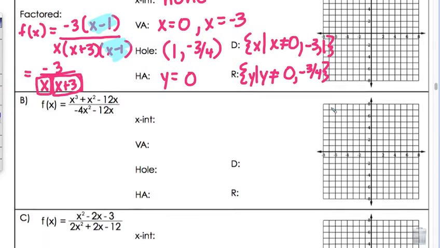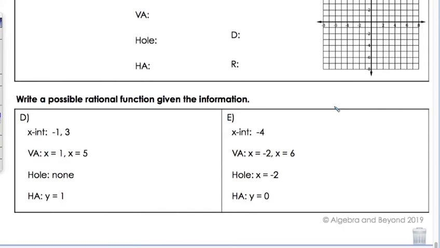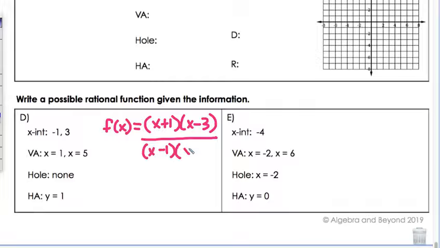Okay, let's move down to this part. Write a possible rational function given the information. Letter D. All right, so I'm going to write a function based on my information. If I'm looking at x-intercepts, I know that has to do with the numerator. So I know my numerator is going to be x plus 1 times x minus 3. I know I have vertical asymptotes of 1 and 5, so that would be my denominator. There is no hole, which means I don't have any common factors.